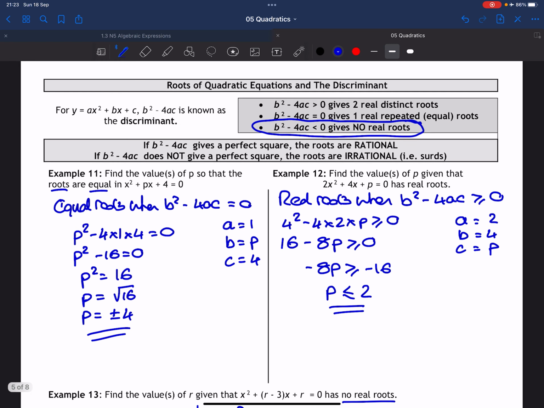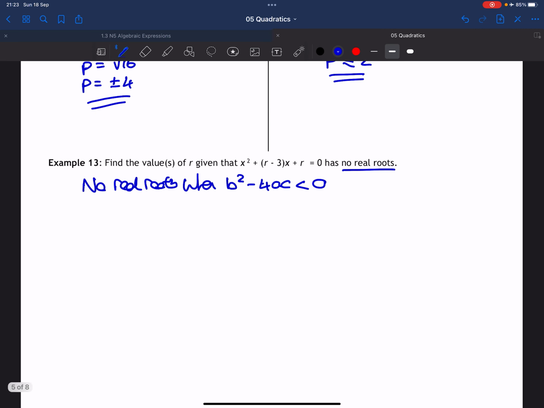These are things that if you don't know by memory by now, you really will need to know. Okay? So no real roots whenever the discriminant is less than 0. Let's pick out the values for the discriminant. So a is equal to 1. b is equal to the value that's multiplying x, which is r minus 3. And c is equal to the value that's left over, and that's just going to be r. Okay? So put those values in. So I get (r minus 3) all squared minus 4 times 1 times r is less than 0.